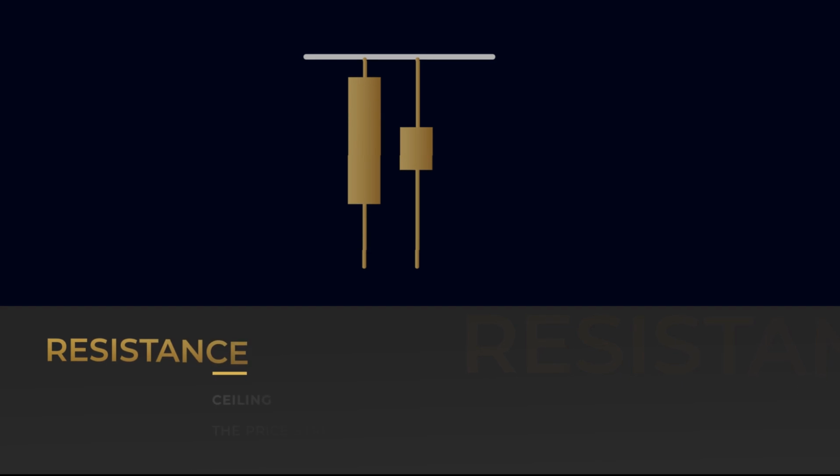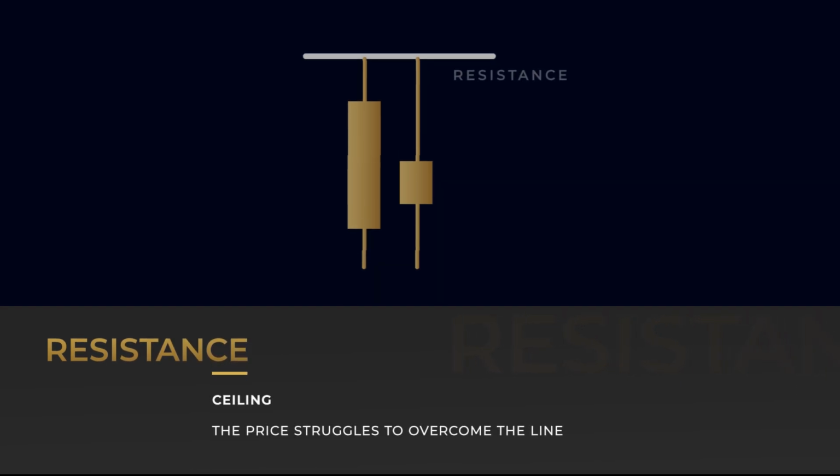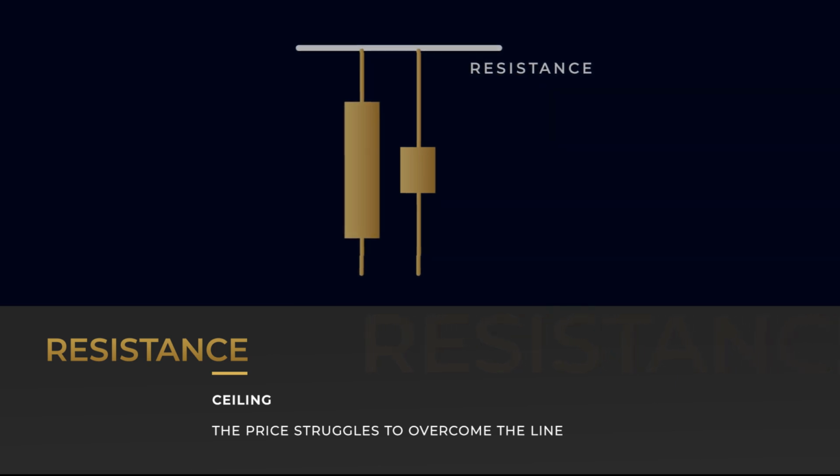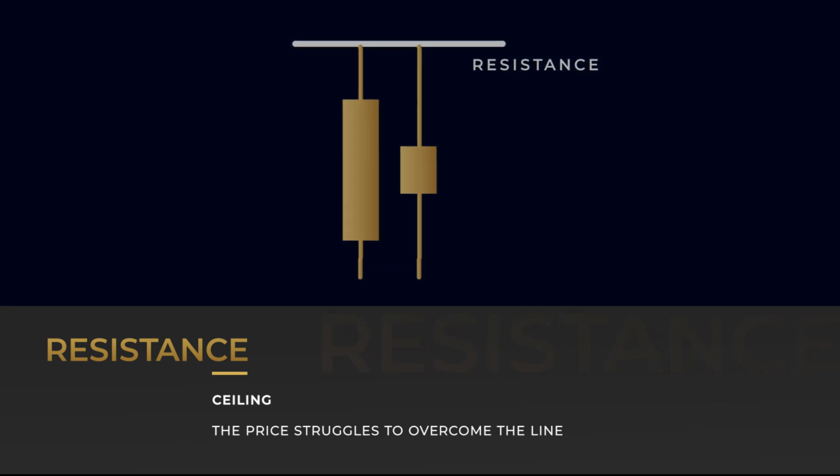Let's now talk about resistance. Resistance is like a ceiling. On this image, resistance is an obvious line, but in reality it's more like an area and much less a perfect line. We notice here that the wicks touch the resistance line, but they don't cross it. Usually the price bounces off the resistance line and has trouble crossing it.